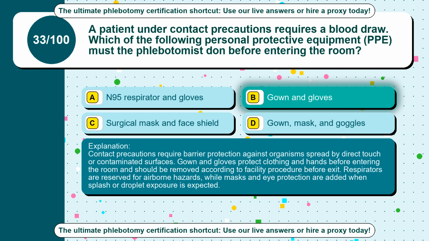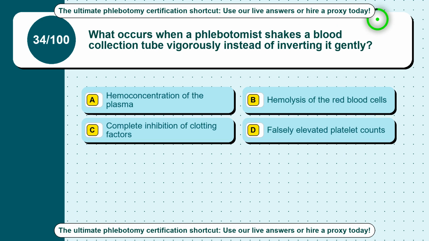Question 34. What occurs when a phlebotomist shakes a blood collection tube vigorously instead of inverting it gently? Option A, hemoconcentration of the plasma. Option B, hemolysis of the red blood cells. Option C, complete inhibition of clotting factors. Option D, falsely elevated platelet counts.